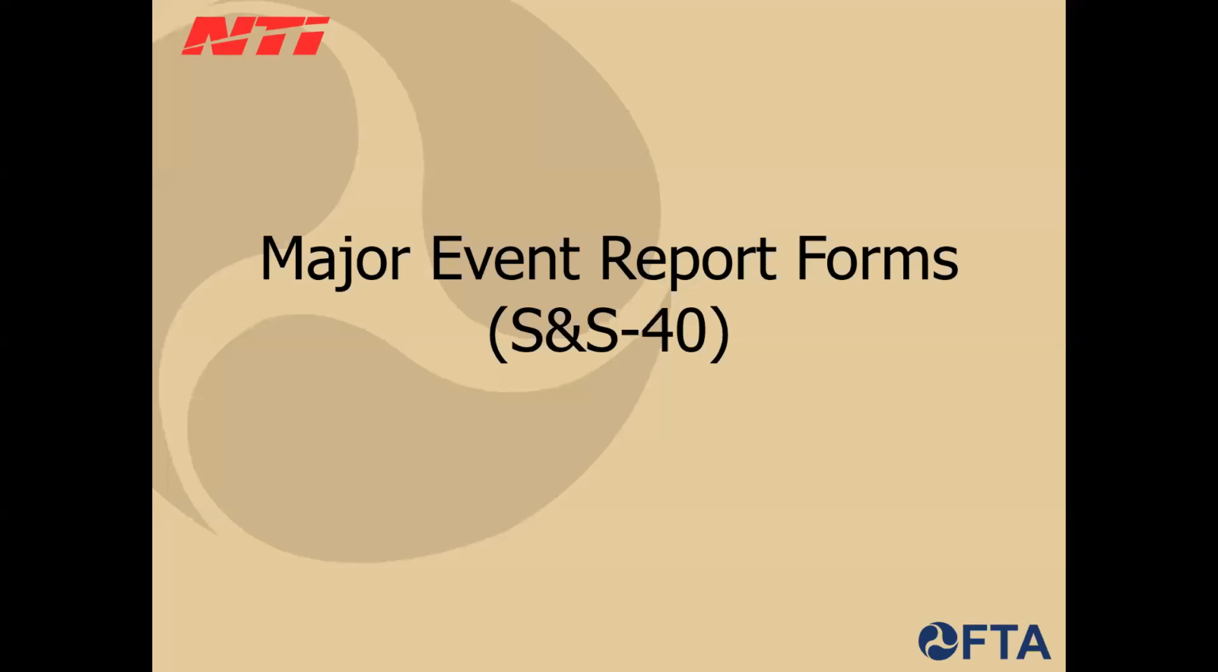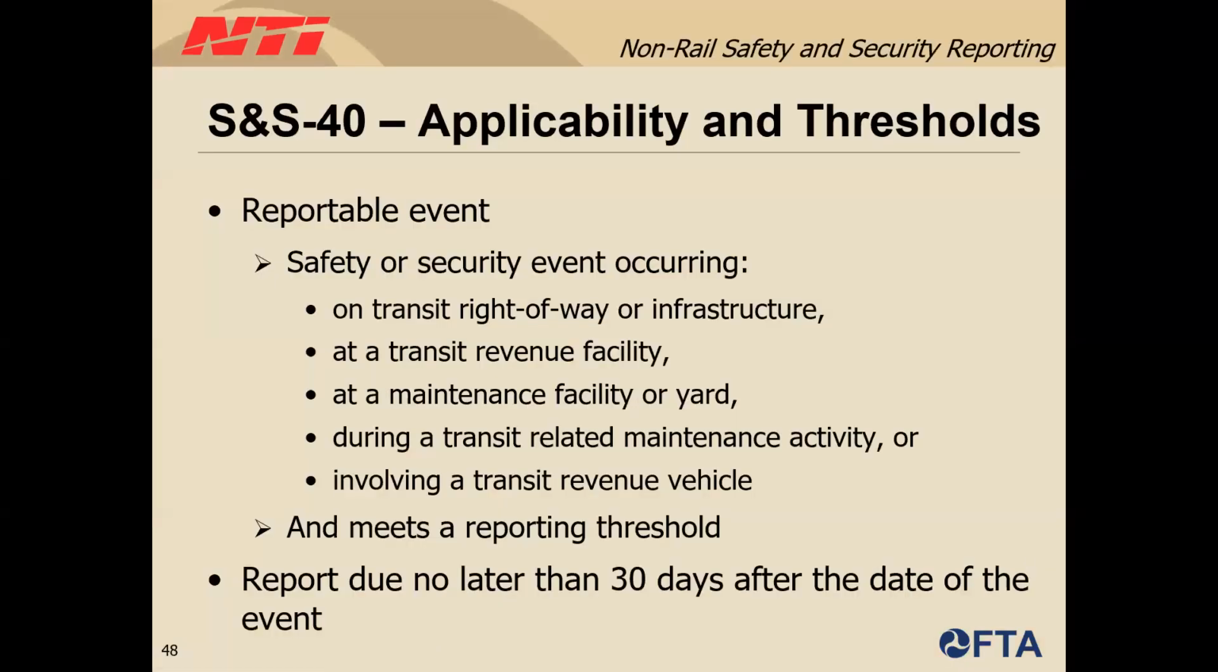Thank you, Anne. As she mentioned, we will now take a look at major event reporting. A reportable event is a safety or security event occurring on transit right-of-way or infrastructure, at a transit revenue facility, at a maintenance facility or yard, during a transit-related maintenance activity, or involving a transit revenue vehicle and meets a reporting threshold. SNS 40 reports are due no later than 30 days from the date of the event. Please make every effort to report in a timely manner.